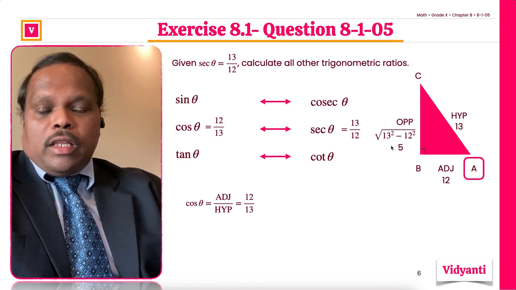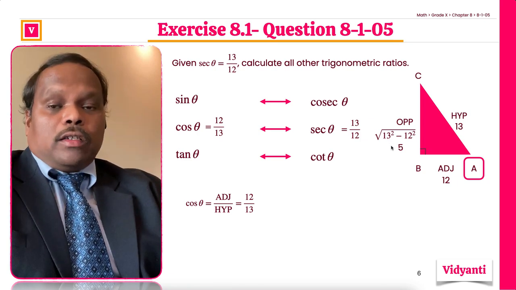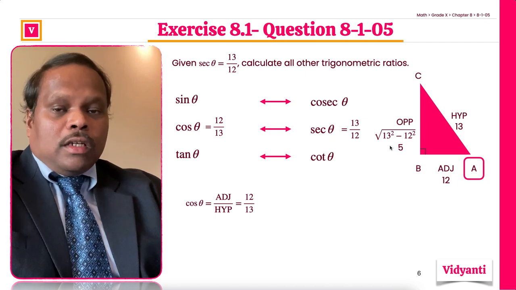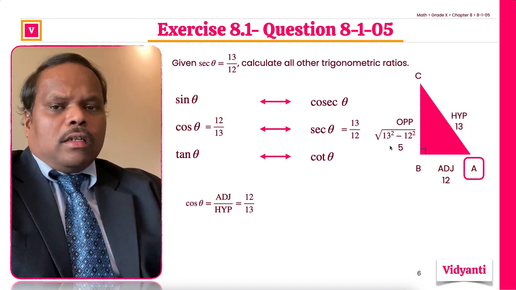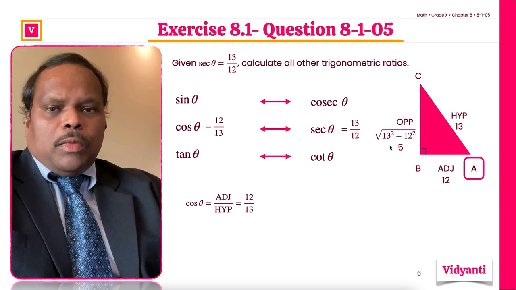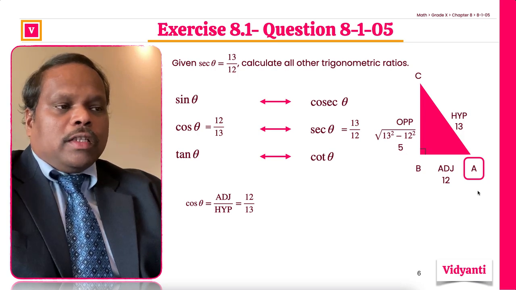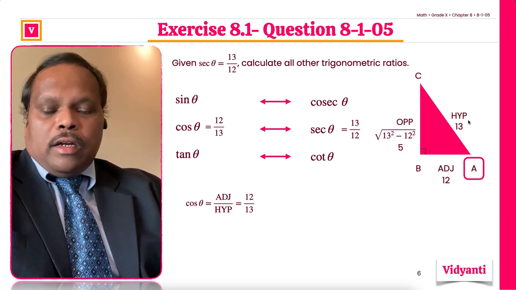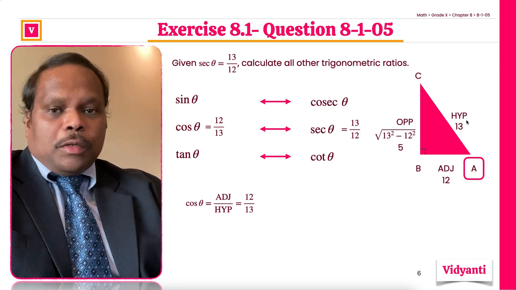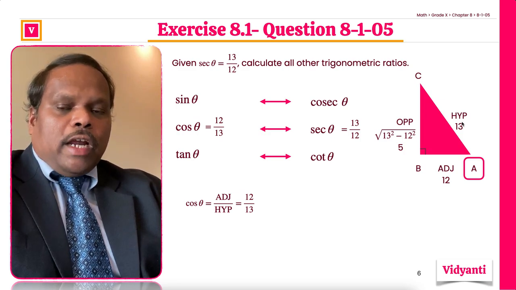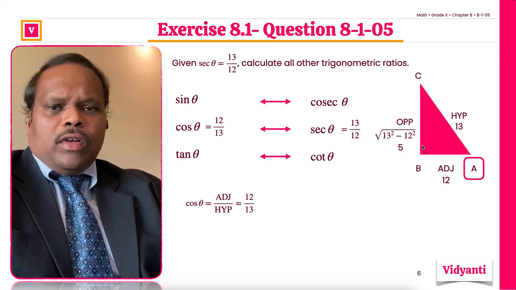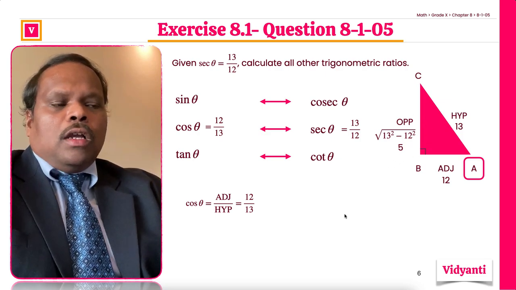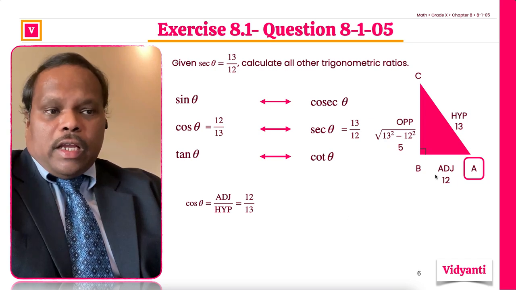I strongly recommend that you remember the squares of the first 30 natural numbers. In addition to that, you should remember some basic Pythagoras triplets also. In this case, 5, 12, and 13 is a Pythagoras triplet. Those who know that will have very little difficulty in calculating this one. So now we know all 3 sides.